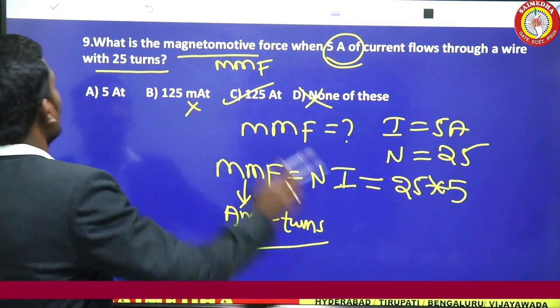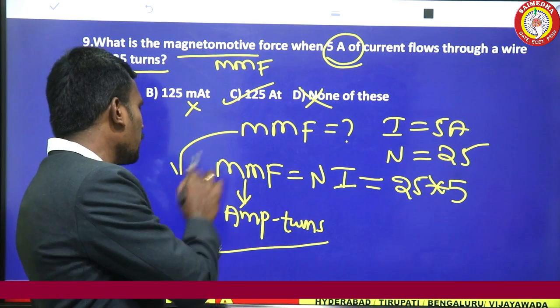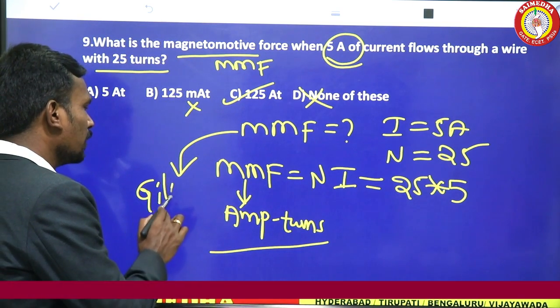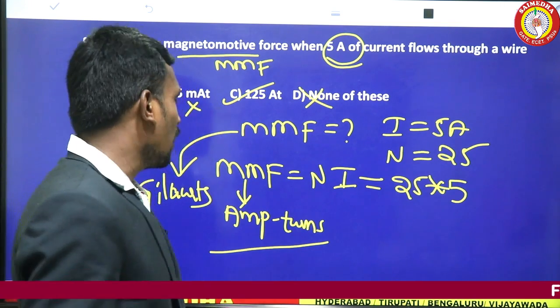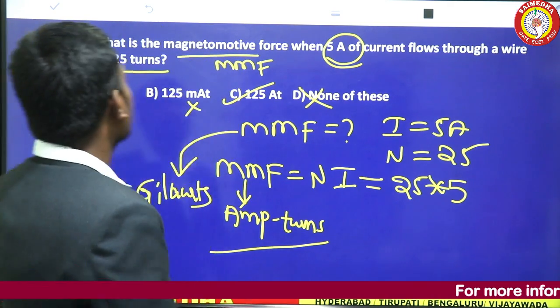Do you know the other unit for MMF? The other unit of MMF is the Gilbert. The units of MMF are Gilberts or ampere-turns, both are the same. Okay, let's go for the next question.